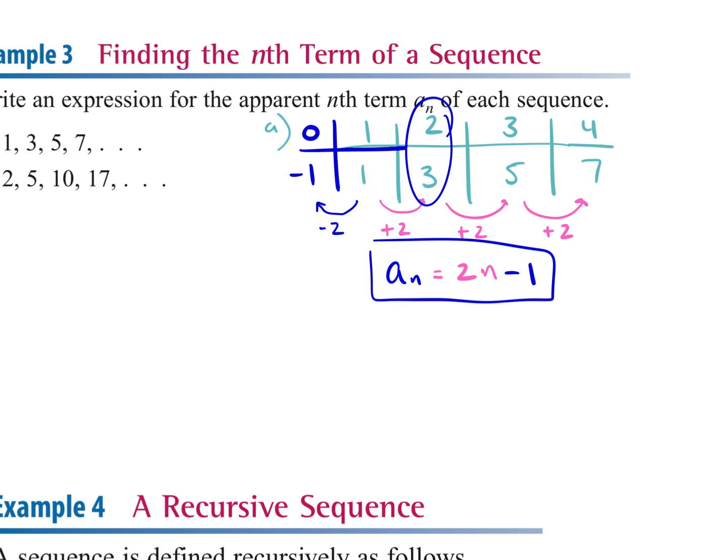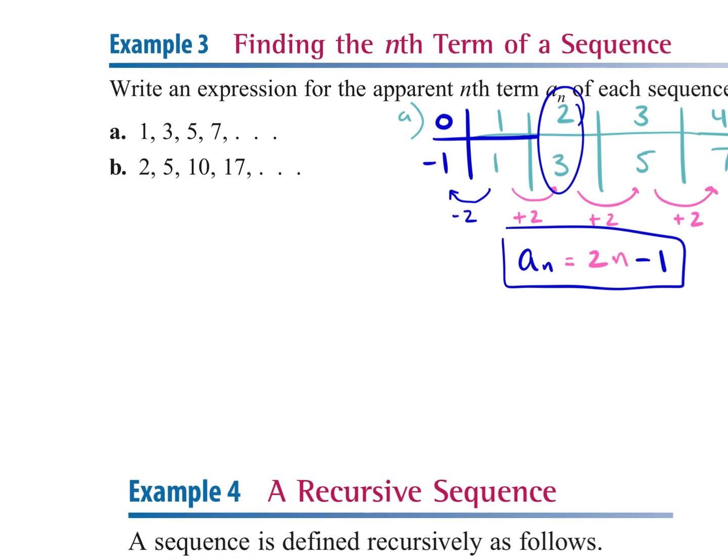Again, when we do 8.2, we're going to have a formula. It's going to be a lot easier for us to just plug things in, but for now, we're just getting an idea, an introduction to our sequences. Let's do B.